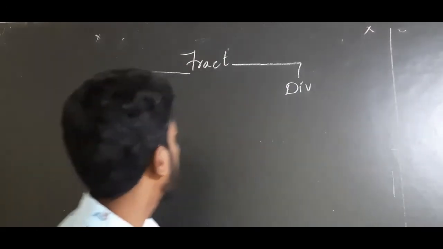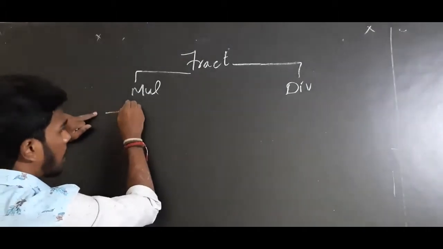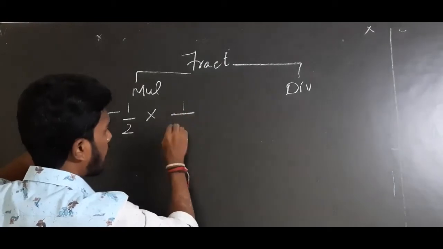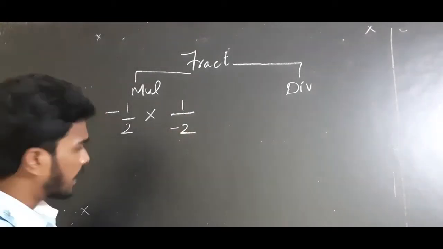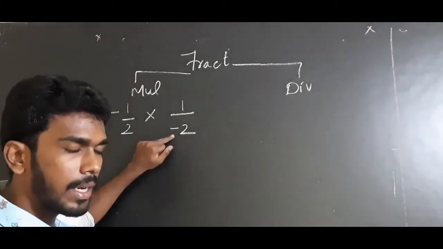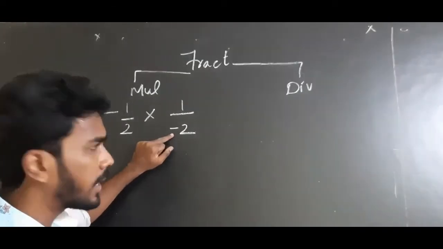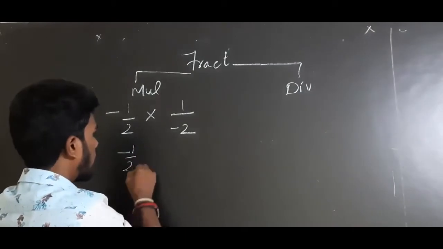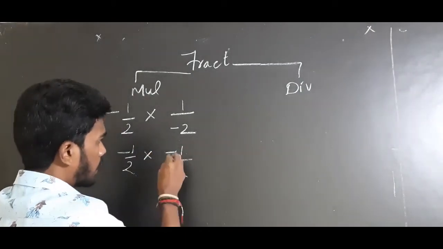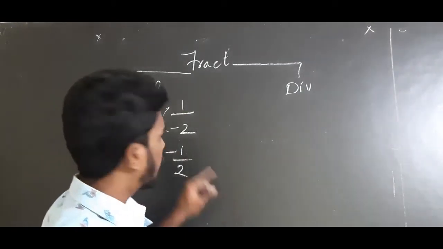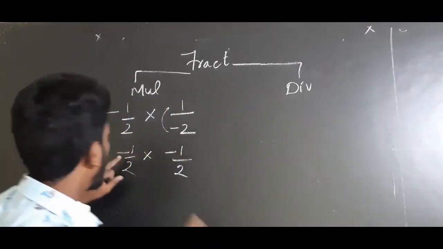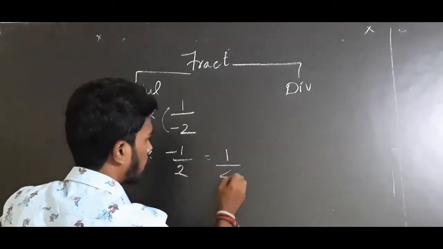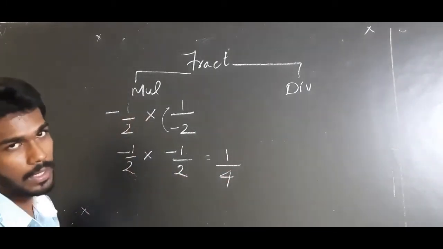Same thing will be applicable here. For an example, minus 1 by 2 multiplied with 1 by minus 2. Here you can see, even though you have the negative symbol in the denominator, you can move it to the upper area. So this part can also be written as minus 2 into minus 1 by 2. This symbol can be moved upward if you have a symbol in the denominator. So minus into minus will give you plus. If you multiply both these denominators, you get 4. It will be like 1 by 4. That will be one scenario.